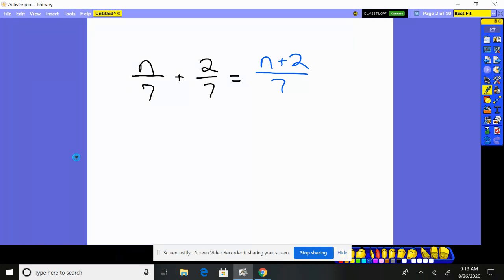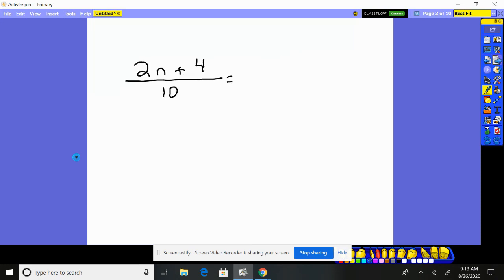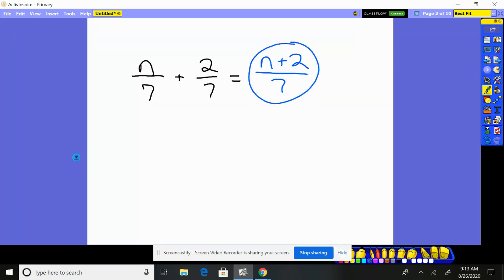That's how we add fractions. If they have the same denominator, we're counting by the same thing. If they don't, we do have to get a common denominator so that we're counting by the same thing. So what if we have this? Well, this time I've given you the answer. Like back here, notice we have the answer of n plus 2 over the 7.